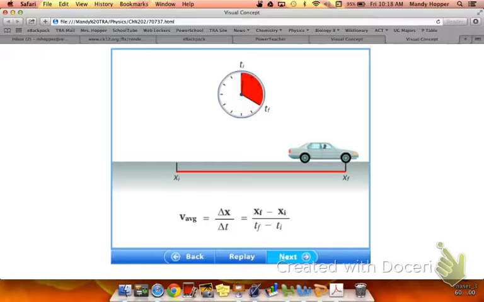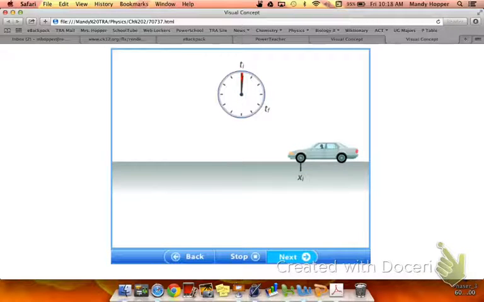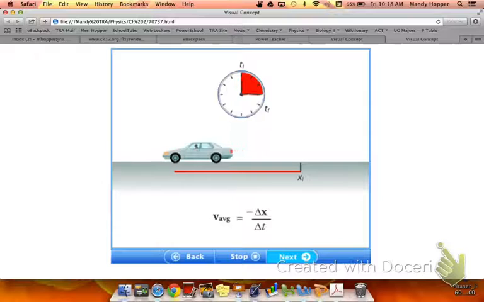So make a note, your change in time is always positive. Remember, we can't go back in time. The average velocity can be a positive or negative value because the displacement can be either a positive or negative value. And again, it can be negative because the direction, if it has a negative connotation to it.